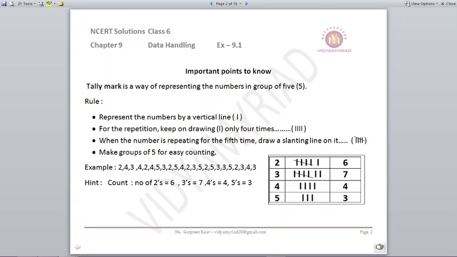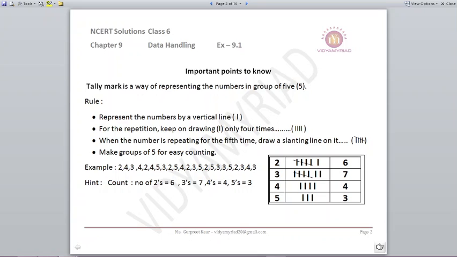Basically, a telemark is a way of representing numbers in groups of 5. That means if something is repeating more than 4 times, then we can represent the 5th time with the help of a diagonal line. Look at the example over here. We have 2, 3, 4, 5 which are repeating many times. Now how do I know how many times 2 is repeating or 3 is repeating? It might be difficult for me.